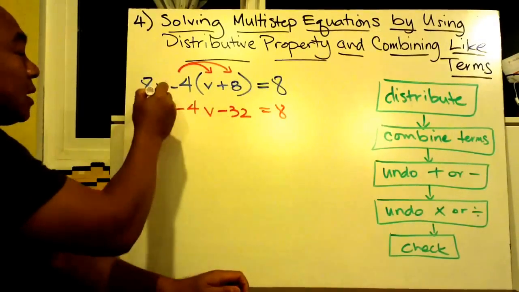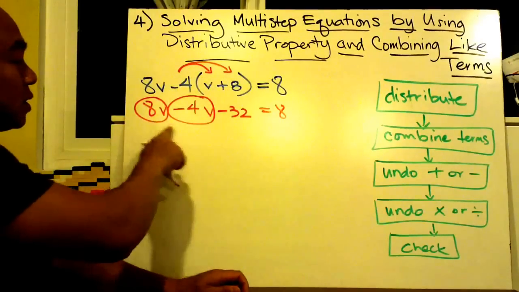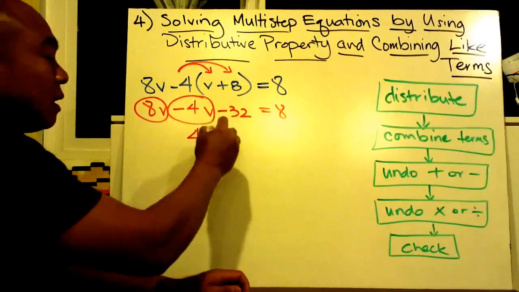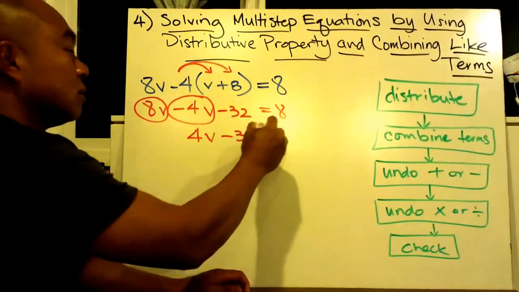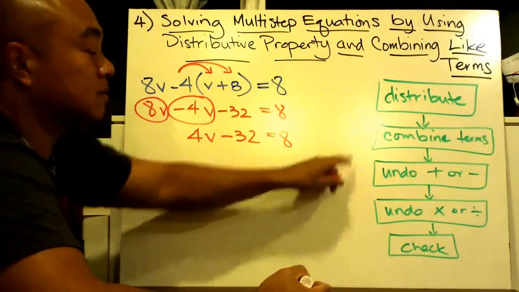Now we're going to go ahead and combine like terms. Here's my like term 1, here's my like term 2. So here, 8v minus 4v is going to give us 4v minus 32 is equal to 8. So we've just now combined like terms.